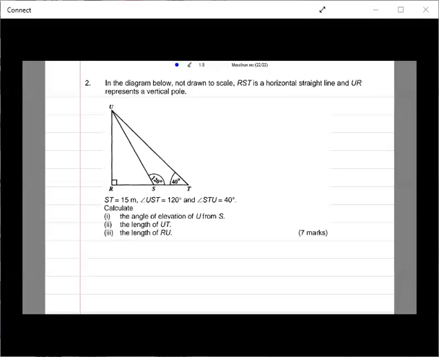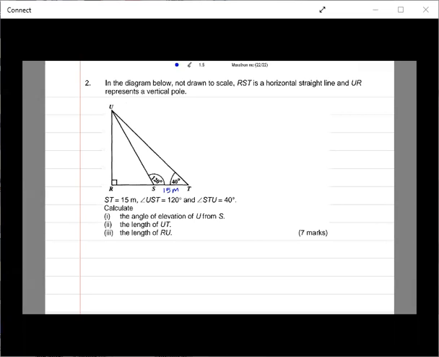We're told that ST is 15 meters. So right here is 15 meters. What else we're told? We're told that angle RST is 120 degrees, and angle STU is 40 degrees. Those we can see for ourselves. We're to calculate the angle of elevation of U from S.